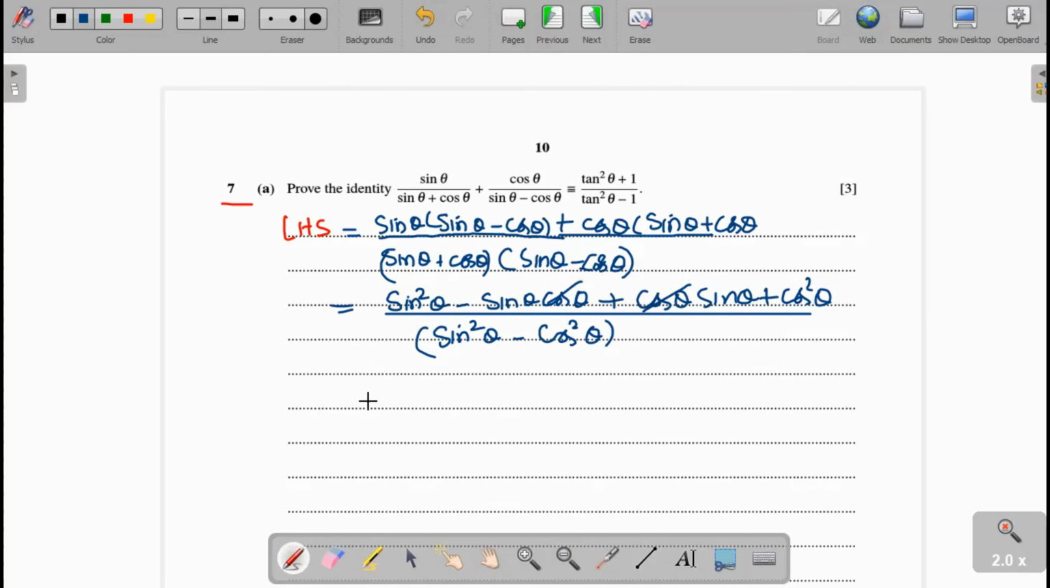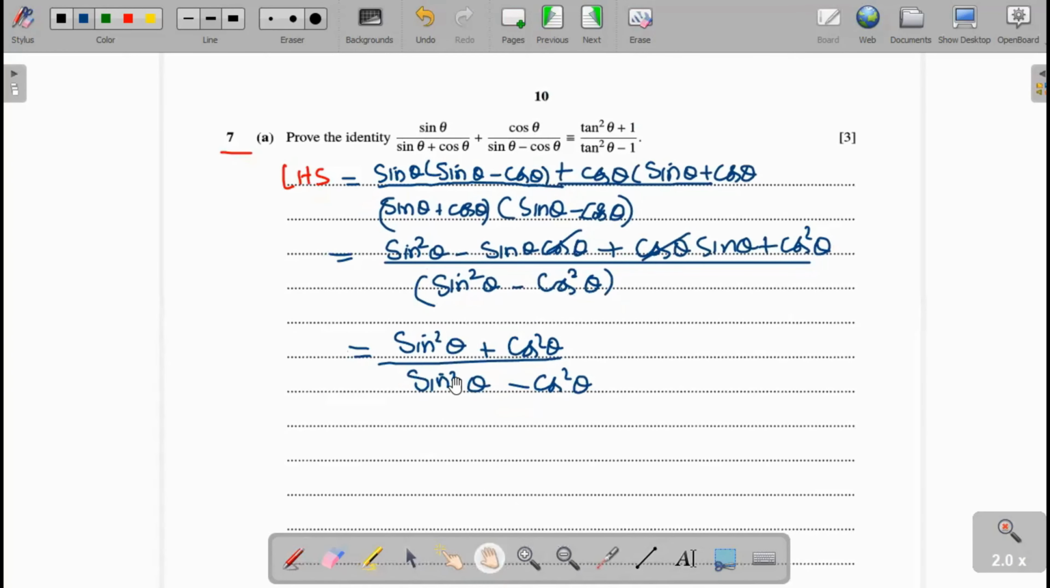Now the remaining is sin squared theta plus cos squared theta divided by sin squared theta minus cos squared theta. Okay. Now here we can divide this value by cos squared theta.